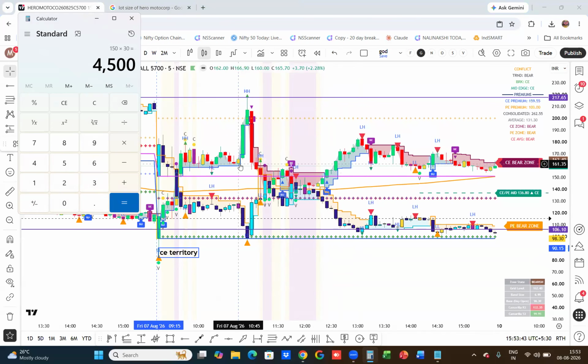And at the same time, you have taken a position in the call option when it started. Somewhere here you have taken the profit. Entered here at 159 to 217. Let me clear.